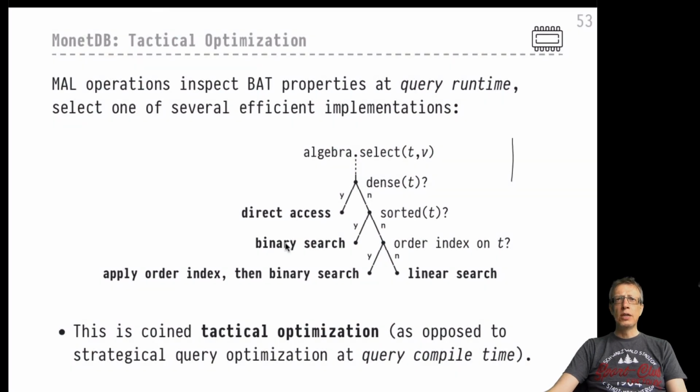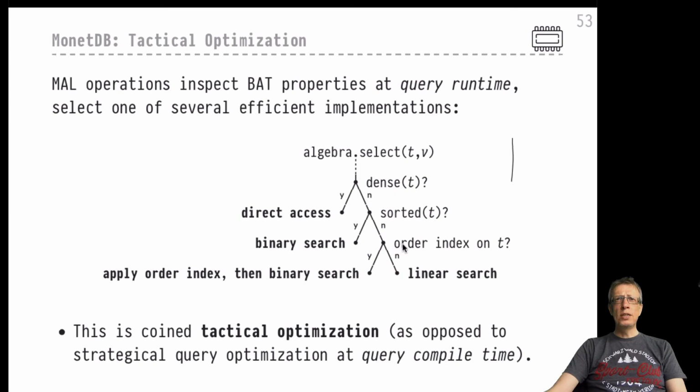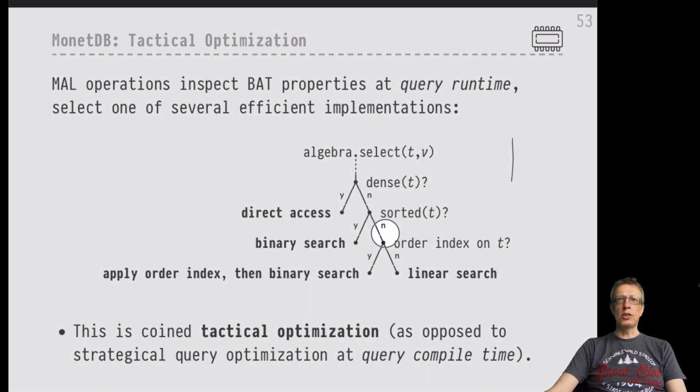All right. If the column is not sorted, then it gets complicated. But maybe there's something that's called an order index on t. All right, this sounds interesting. We will have a look at order indexes in the next video. Order indexes could be used to temporarily establish a sorted order property on the tail column of the BAT. And once we've done that, we could then use binary search at least. So that would be the strategy that is indicated by this branch of the decision tree.